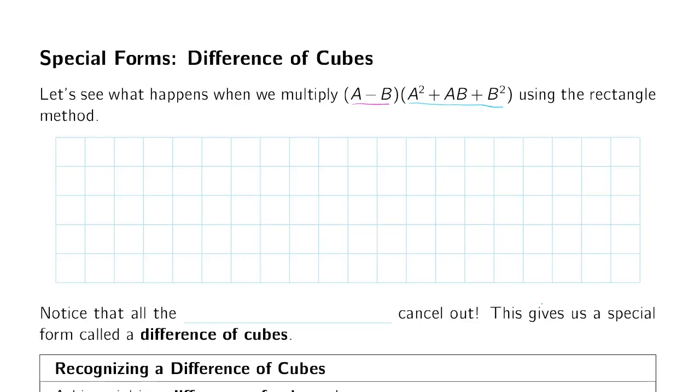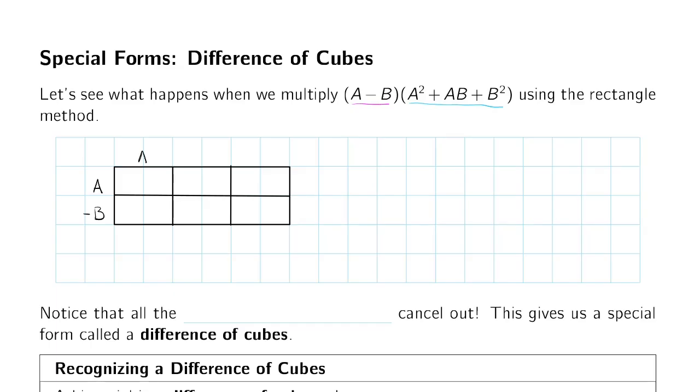Let's look at what happens when we multiply those together. One of these has 3 terms, so I can't use the FOIL shortcut. I'm going to put my 2 terms down the side just to save vertical real estate. And then I'll say a squared plus ab plus b squared across the top. And then I'll have a times a squared is a to the third. A times ab is a squared b. A times b squared is ab squared.